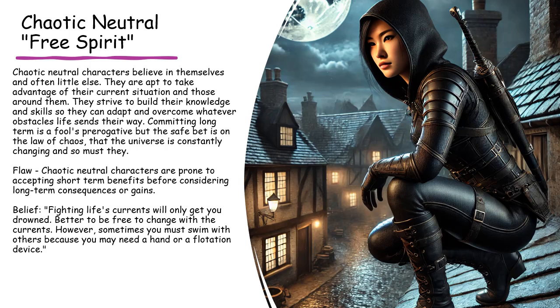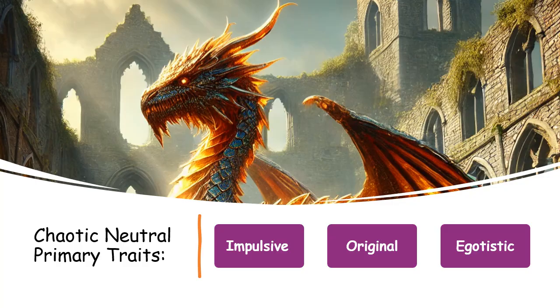Flaw: chaotic neutral characters are prone to accepting short-term benefits before considering long-term consequences or gains. Belief: fighting life's currents will only get you drowned. Better to be free to change with the currents. However, sometimes you must swim with others because you may need a hand or a flotation device. Chaotic neutral primary traits are impulsive, original, and egotistical.